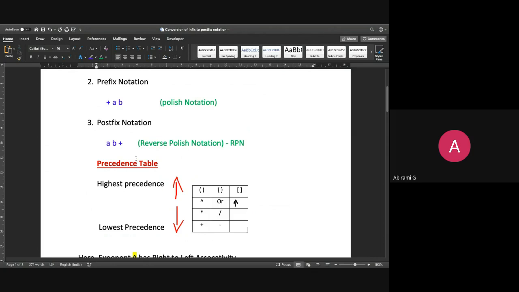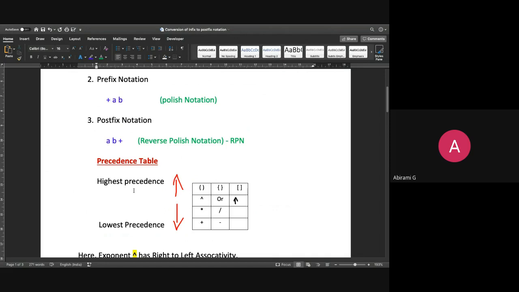Before discussing infix to postfix conversion, we should know about precedence, from highest precedence to lowest precedence. There are many operators, such as unary and relational operators, but these are the basic, primitive operators. The highest precedence is given to parentheses. Then comes the exponent operator, which can be represented by an upper arrow.